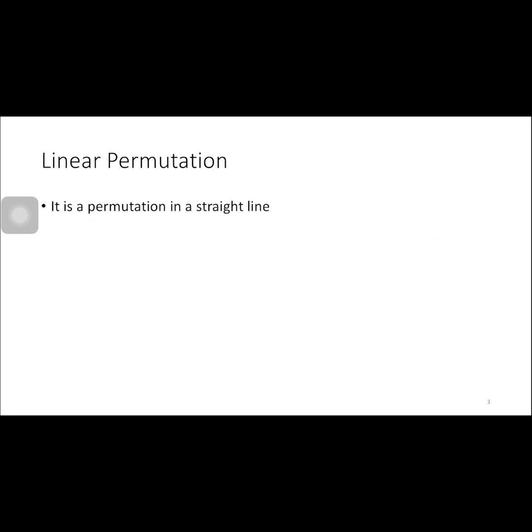First is permutation. It is a mathematical technique that determines the number of possible arrangements in a set when order of the arrangement matters. Under permutation, we have linear permutation. It is a permutation in a straight line.